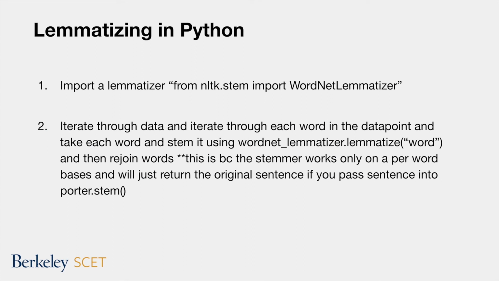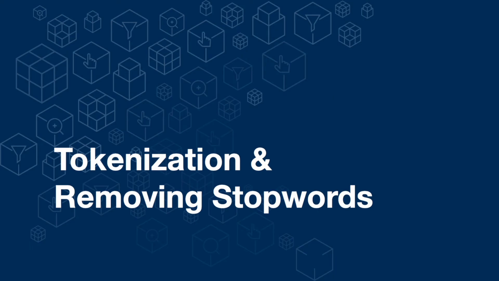And the process is very similar. We import a lemmatizer from nltk.stem, and then you iterate through the data, iterate through each word in the data point, and lemmatize each word using wordnet_lemmatizer.lemmatize, and then you rejoin the words. The reason you go through this process is very similar to stemming, because if you put in a sentence, it'll just return the sentence.